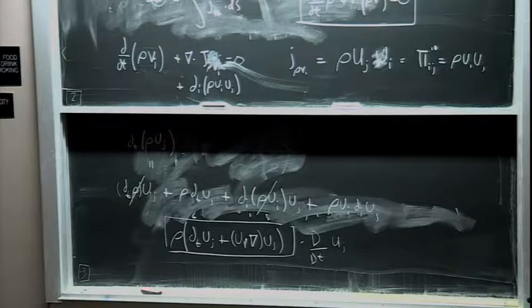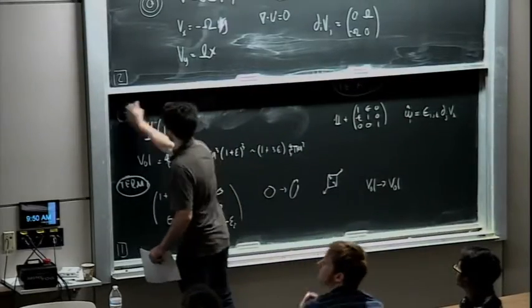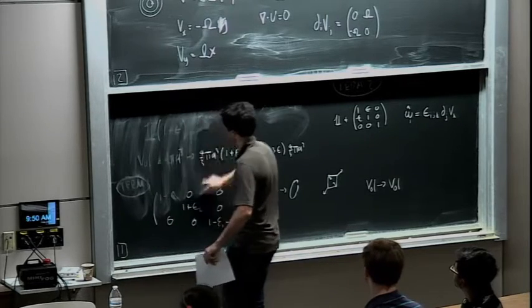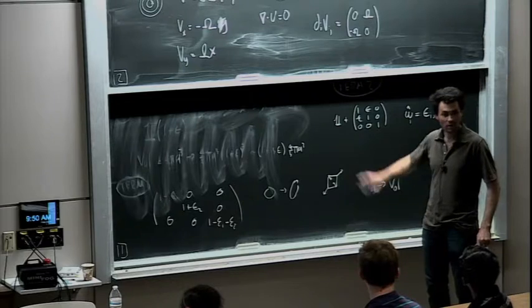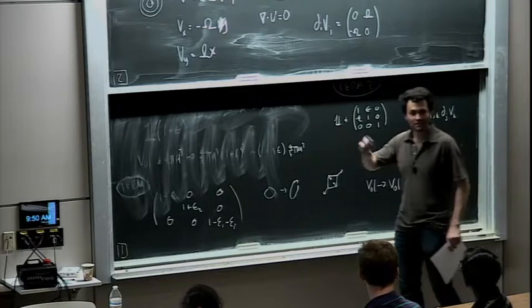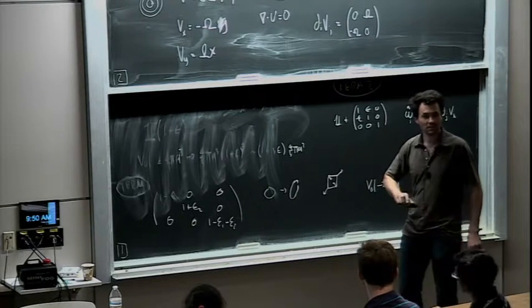So the conservation of momentum is capital D dt of uj equal to 0, right? The conservation, yes. Well, we're getting to the stress part, right? So everything else comes from the microscopics of the fluid.